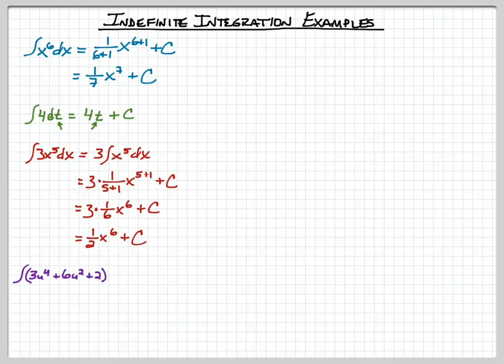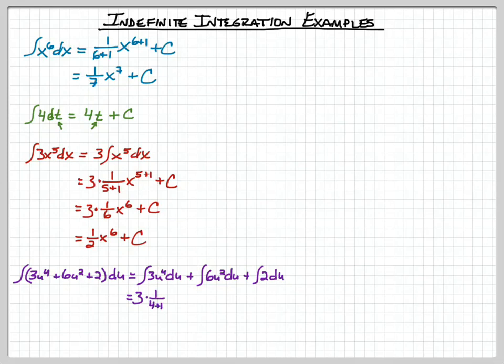The integral of 3u to the 4th plus 6u squared plus 2 with respect to u. Alright, so now we've got a longer function here, but it is just using our sum and difference rule, along with our constant multiplier rule and our power rule. So we're going to be using a few different things in here. We're going to be looking at the indefinite integral of 3 times u to the 4th with respect to u, plus the indefinite integral of 6u squared with respect to u, plus the integral of 2 with respect to u.